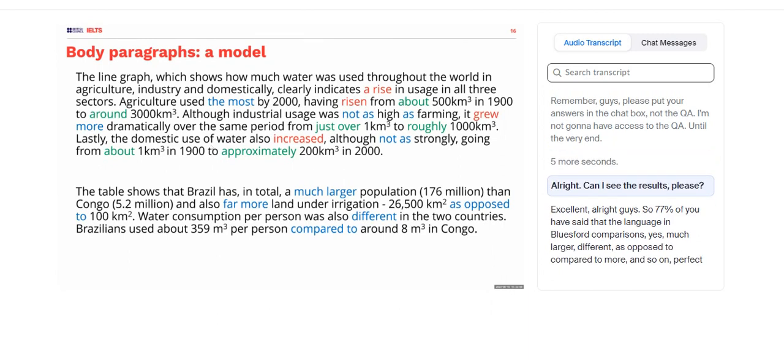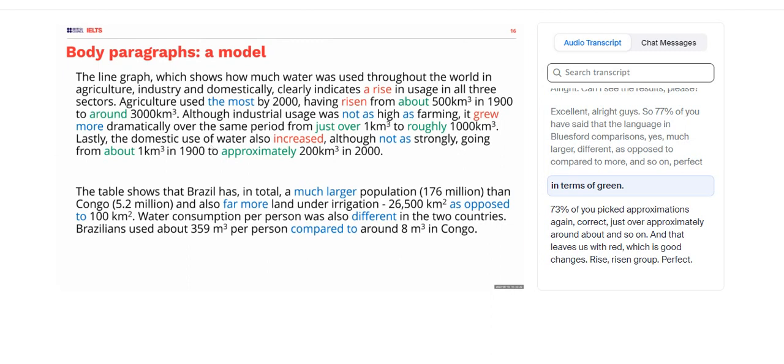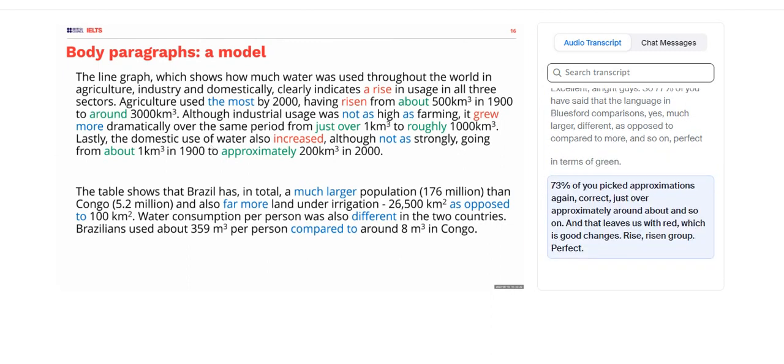All right, can I see the results, please? Excellent. All right, guys. So 77% of you have said that the language in blue is for comparisons. Yes, much larger, different, as opposed to, compared to, more, and so on. Perfect. In terms of green, 73% of you picked approximations.